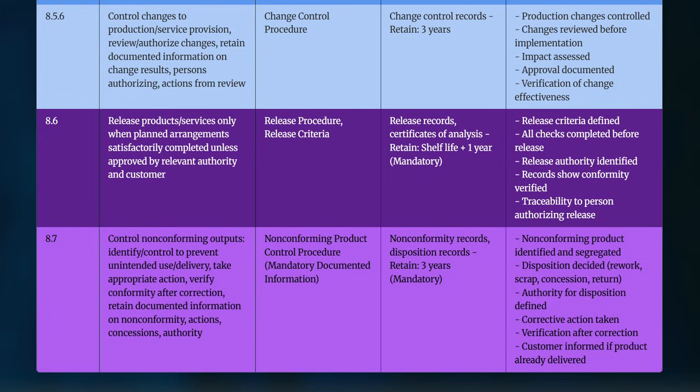The requirement examples that you can use for audit evidence include nonconforming product being identified and segregated, dispositions being decided for rework, scrap, concession, or return, authority for disposition being defined, corrective actions being taken, verification after corrections, and customers being informed if the product has already been delivered.